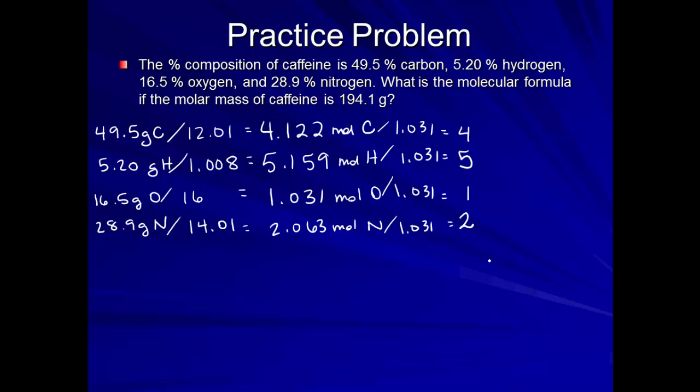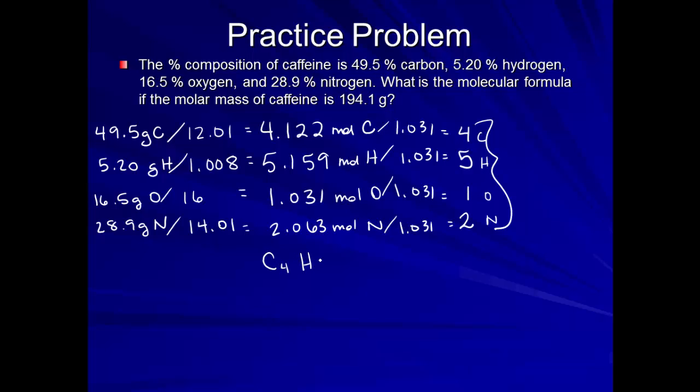Okay? So go back to the rhyme. Percent to mass, done. Mass to mole, done. Divide by least, done. Multiply until whole sometimes. Do we need to multiply these numbers to make them whole? We do not. They are already whole numbers. So just keep track of which is which, and that becomes your chemical formula.